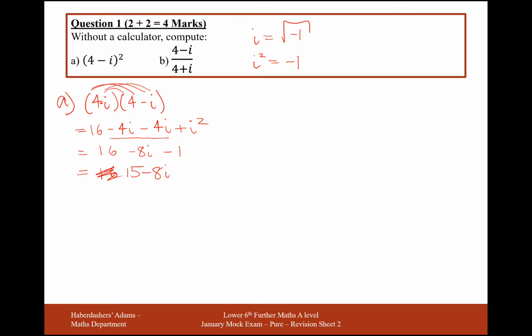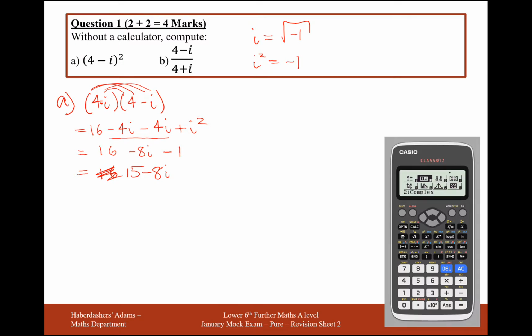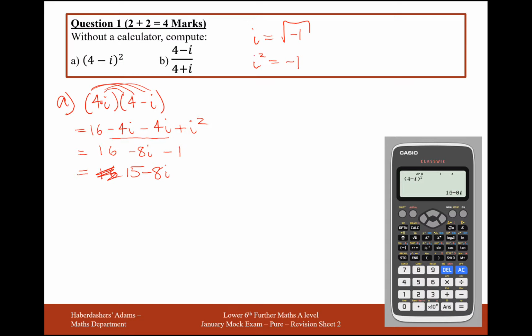You can also check this on your calculator. Go to the menu button and click on option 2. Square your complex number like that and you get 15 minus 8i. I did say without a calculator, but just to check, you can use your calculator.